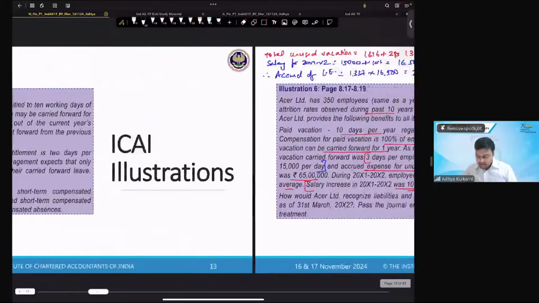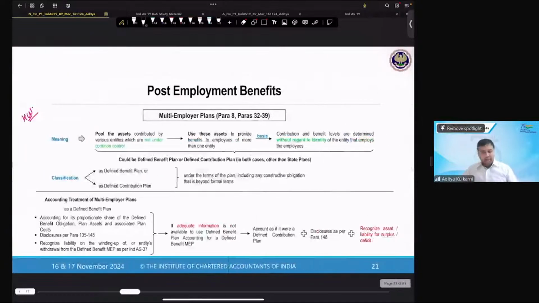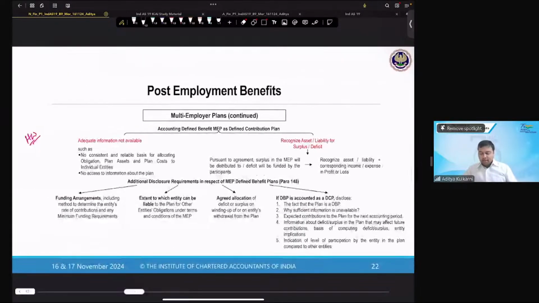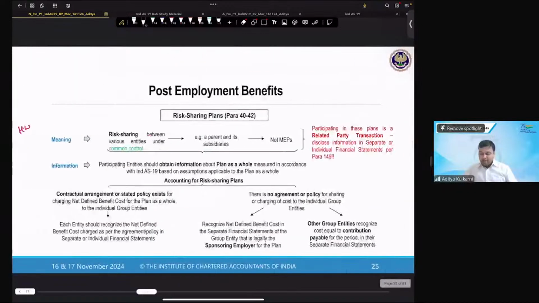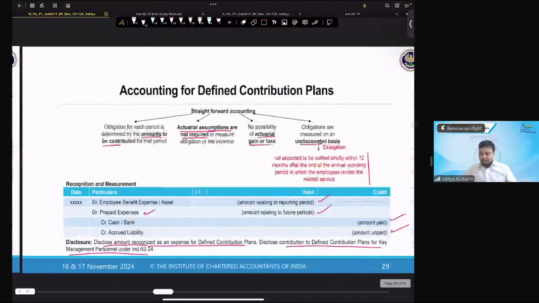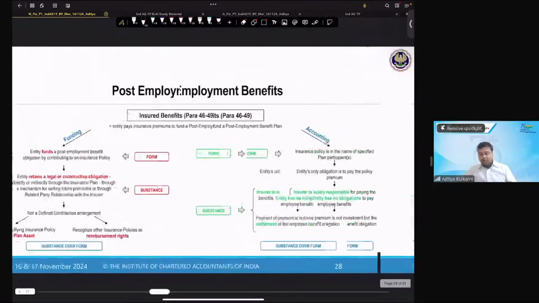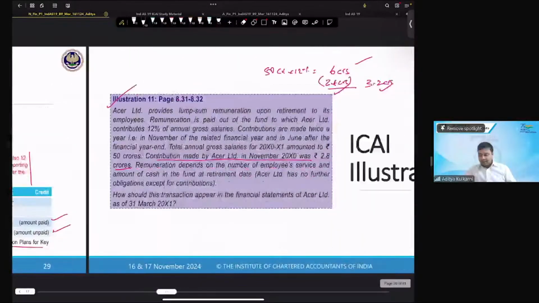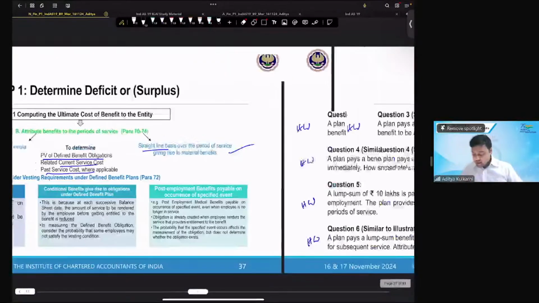Profit sharing plans. So I have left you with the multi-employer plans. Multi-employer plans continued, group administration plans, risk sharing plans, and state plans. Insured benefits I have done. Sorry, I have given that to you for homework. State plans, insured benefits. Accounting I have done. After this, I think all these slides I have more or less continued with you.